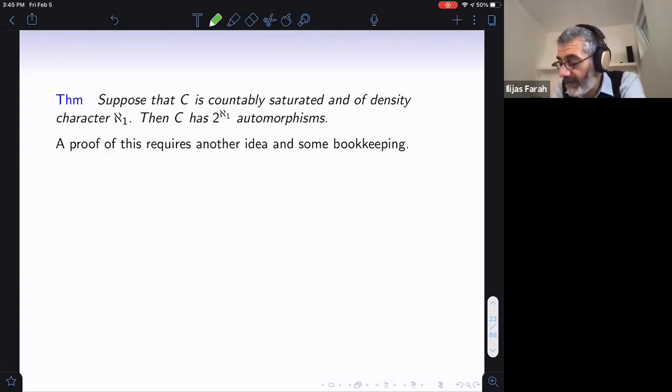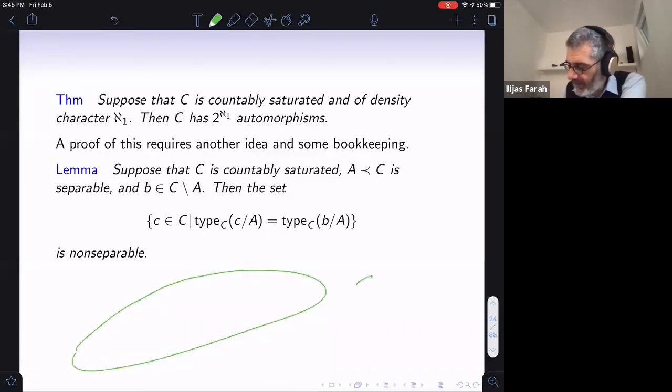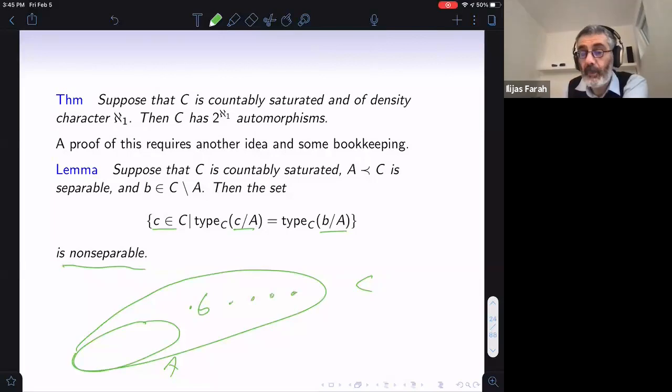Now, proof of this requires just one more idea, which is a useful idea for other purposes, and some standard bookkeeping. So let's take a look at the idea first. Here we are. So we have countably saturated algebra C. And here is A, which is an elementary submodel of C, separable. And there is an element B of C sitting outside A. Then the set of all those elements in C which realize the same type over A that B realizes over A is non-separable. Right, so there is an entire non-separable set here of fake copies of B. So all of those behave exactly in the same way as B does with respect to A.